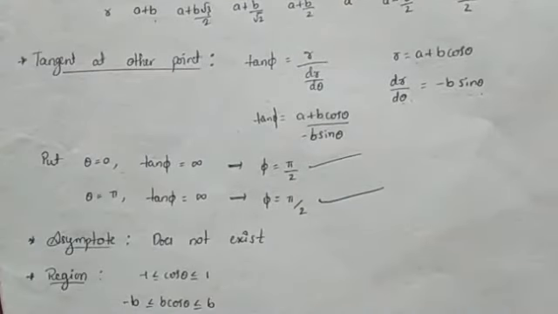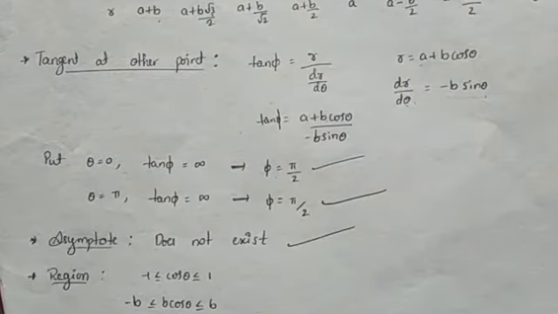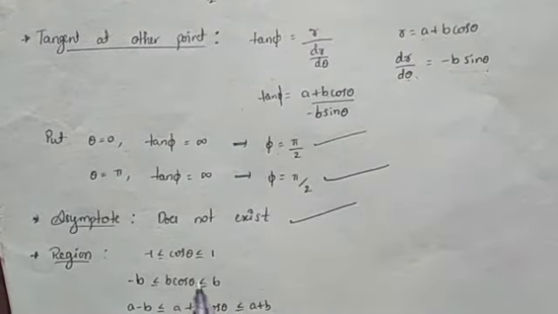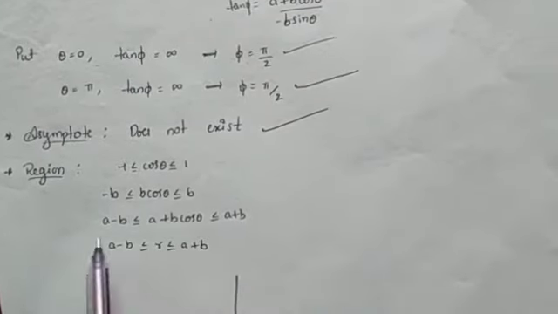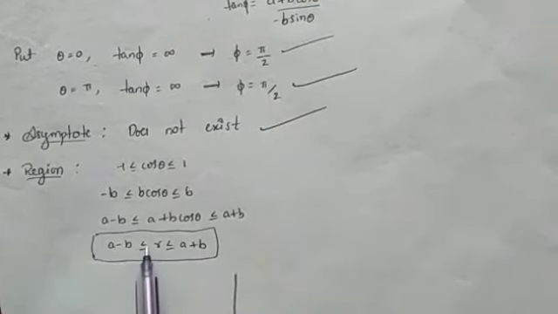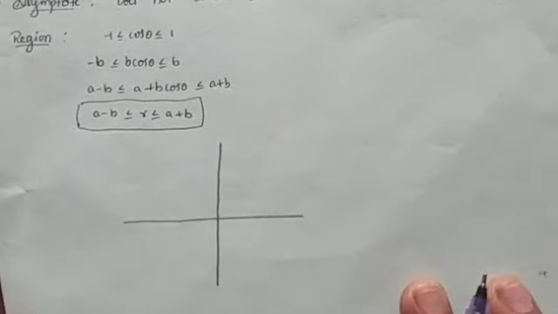The next one is the asymptotes. Asymptotes do not exist. The next one is the region of the curve. The cos theta always lies between minus 1 and plus 1. The region of existence is a minus b less than or equal to r less than or equal to a plus b. Next, we move on to the tracing of the curve.